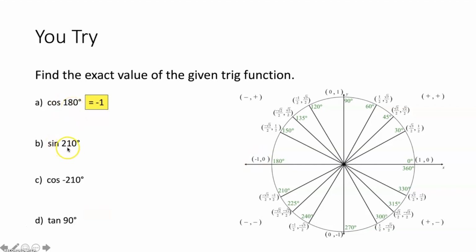Sine of 210 degrees. To evaluate that, we locate 210 degrees on the unit circle. Here it is. And remember, sine of a given angle is just equal to the y-coordinate of that point on the unit circle, which in this case would be negative 1/2. So sine of 210 degrees is just equal to negative 1/2.